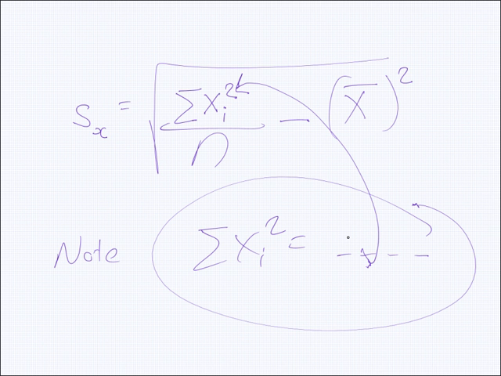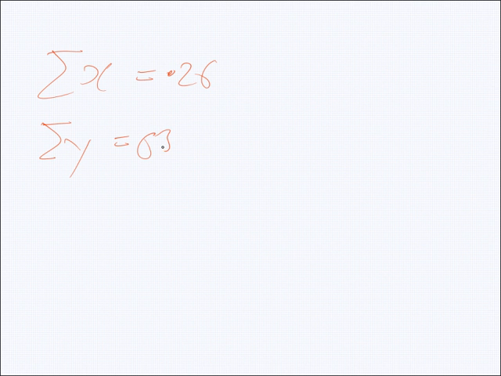Now, in the exam, they would write it like this, just so you know. They'd make it even clearer. They would say sum x equals 0.26, sum y equals 63.27, sum x squared equals 19.5 roughly.